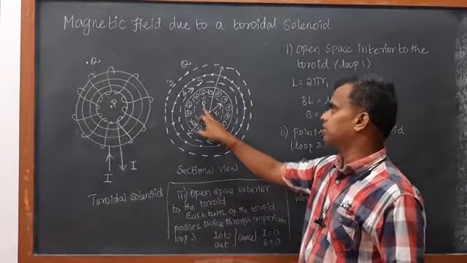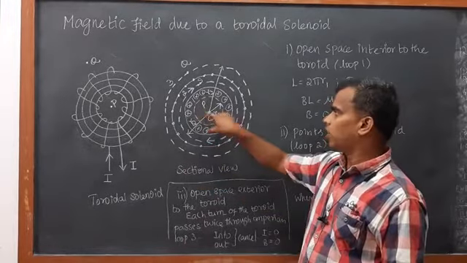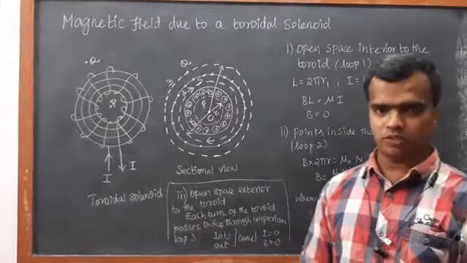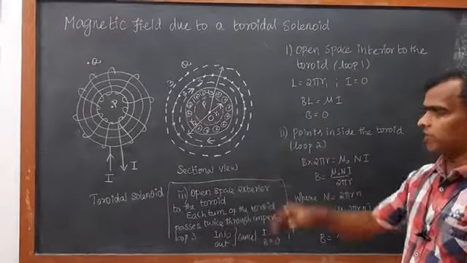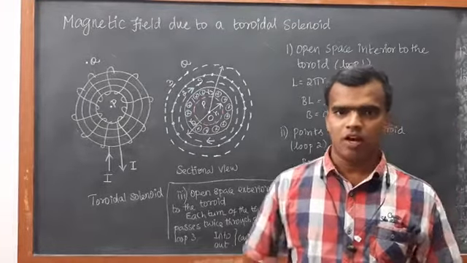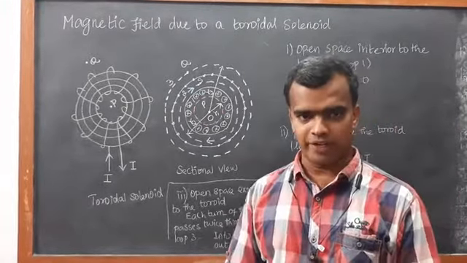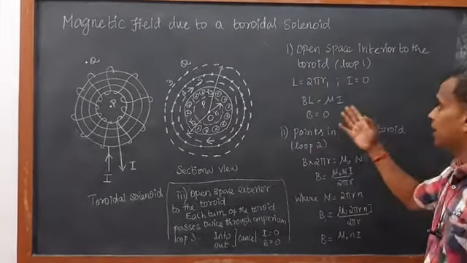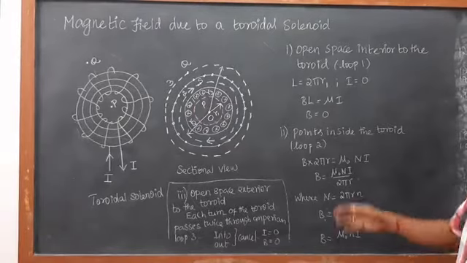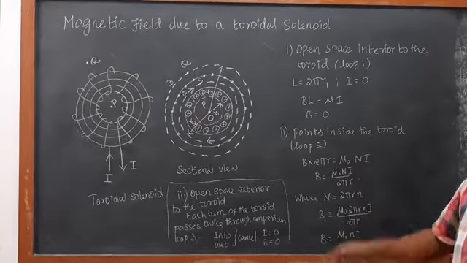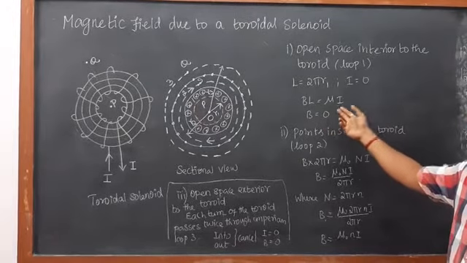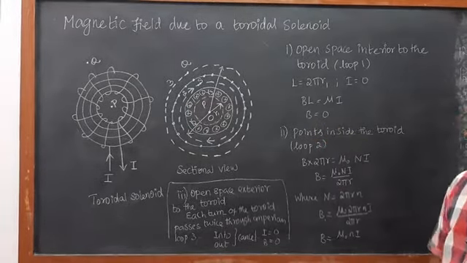Here we have point P, which is located inside this first Ampere loop, in the open space. As is very clear from the picture, in that open space there is no current. If there is no current, obviously there is no magnetic field at that point. So here L is equal to 2 pi r, the circumference of the circle, and the current is 0. According to Ampere's circuital law, B L is equal to mu naught I. Here I is 0, therefore B is 0.